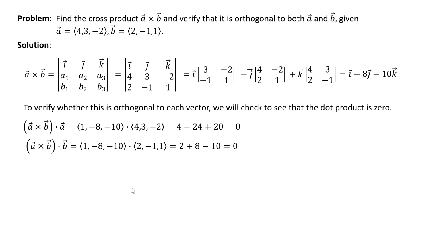So the vector A cross B is in fact perpendicular or orthogonal to A and B both. Cool. All right.